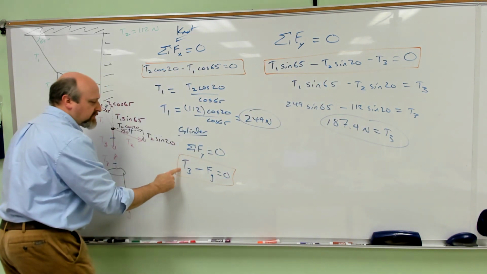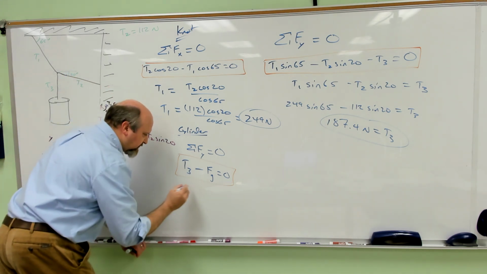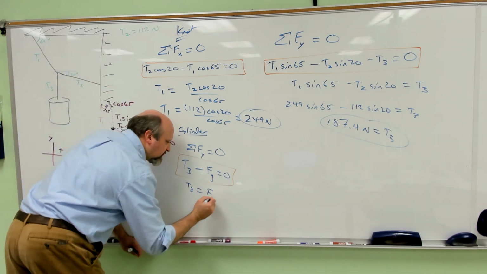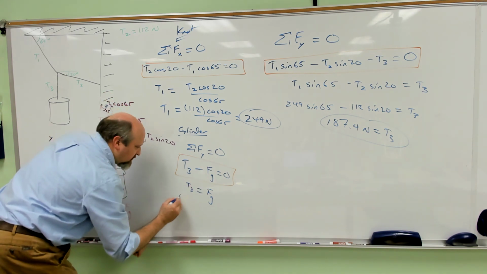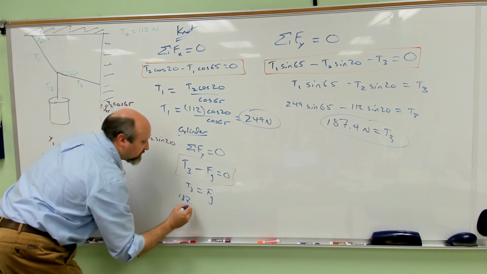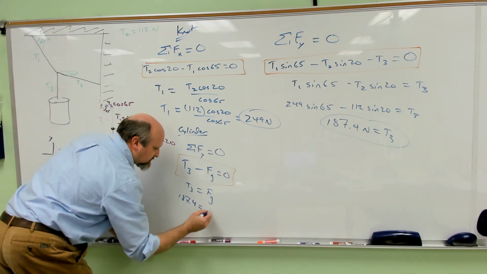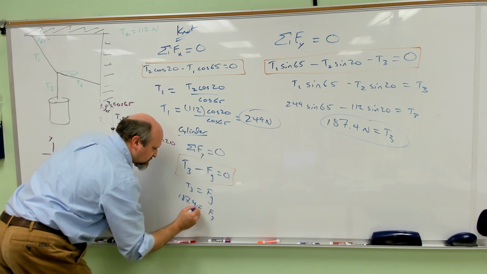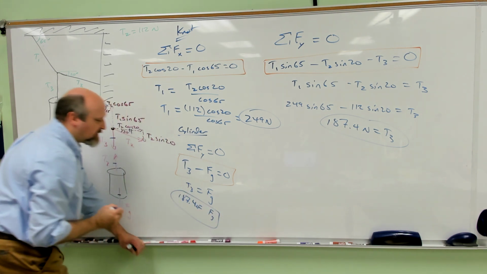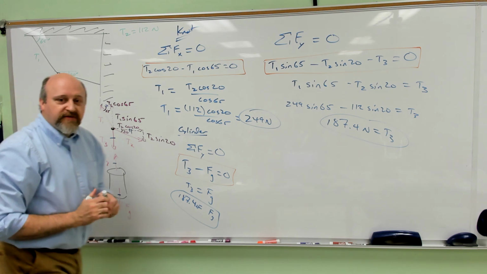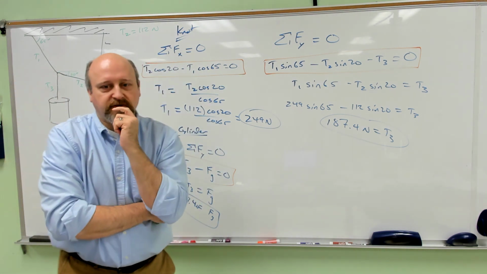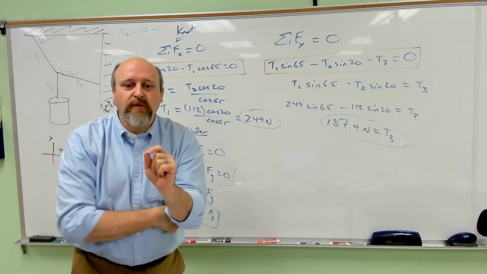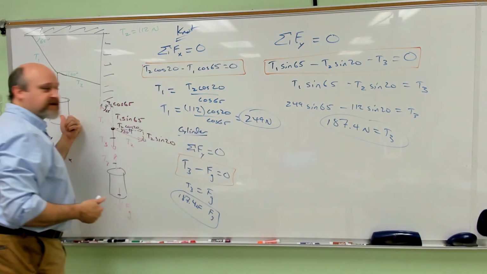Now I know T3. I come to this equation, add FG to the other side: T3 equals FG. Put in my value for T3, 187.4, and that's FG. They're the same size because they're balancing out, only 2 forces there. So I've got FG, that's all my forces, but there was one last thing they want us to solve for. They wanted to know the mass of this cylinder.